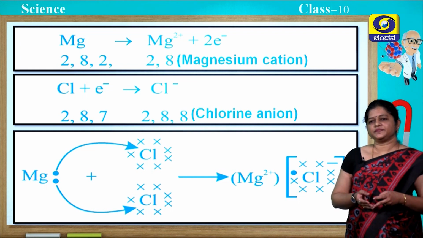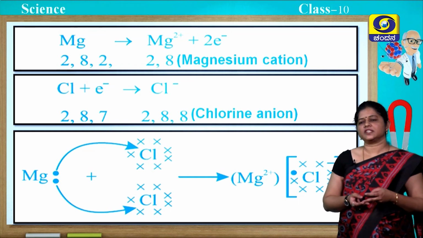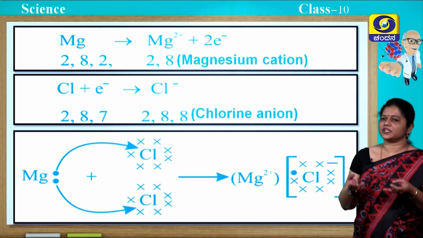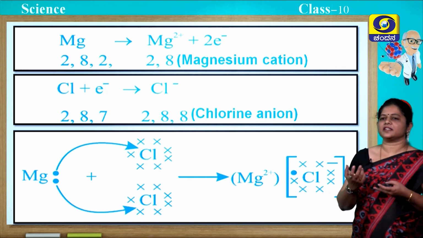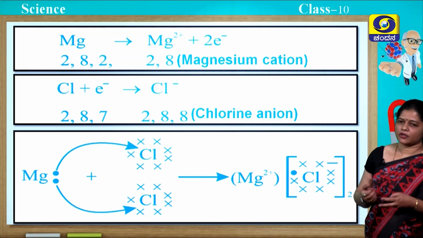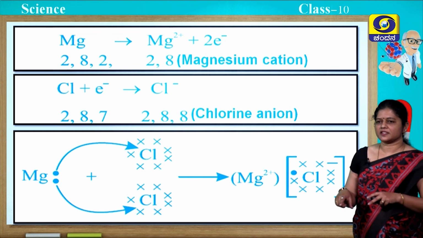Now, you can see here magnesium is losing 2 electrons and it is becoming Mg2 plus, the magnesium cation. Chlorine is receiving 1 electron and it is becoming the chlorine anion. So, now you can see the entire process here.